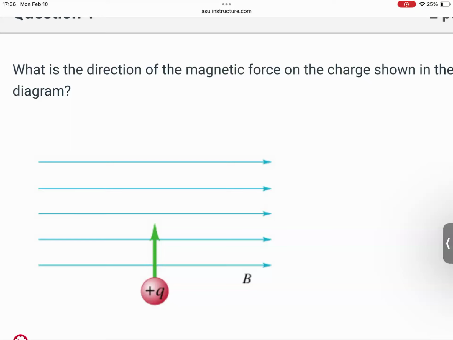Q V cross B. What's the first finger? First finger is the V finger. Which way is V? Up. Which finger is the middle finger? B finger. So put your middle finger towards the right. Which way is your thumb sticking? Don't use the left hand. Right hand.